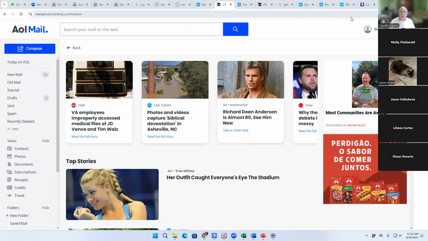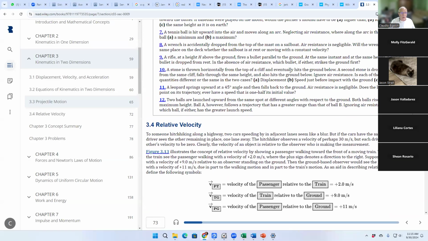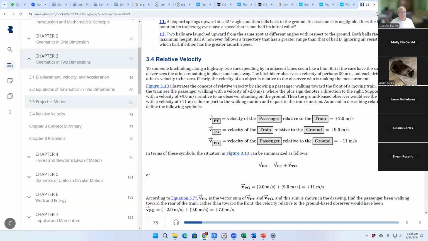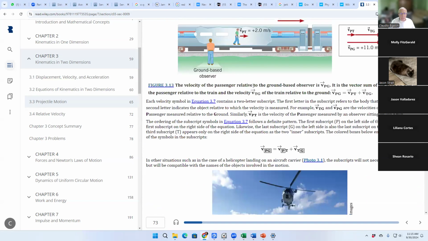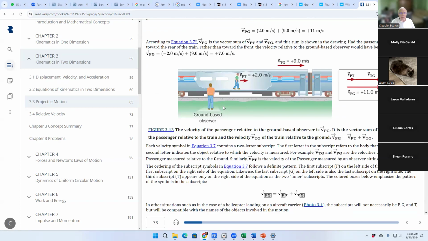And now what we're going to do, we're going to do relative velocity. I'm going to give a very simple example, and the book also has a very simple example of relative velocity. And then we are going to get into a more generic theory of relative velocity, okay?